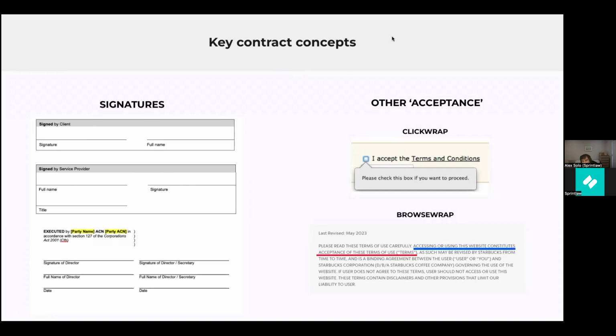And it is common practice, particularly in digital business, to not use a formal signature block because things aren't being printed on paper. Although of course we have DocuSign, and even Sprintlaw now has our own DocuSign as a tool where people are doing signatures digitally. But many businesses use tick box to accept, and in the legal world we call these tick boxes click wrap agreements.